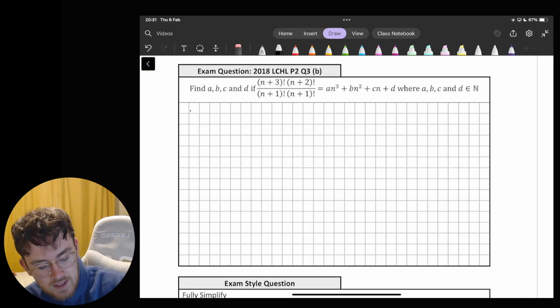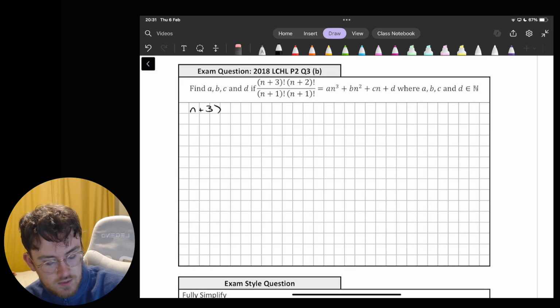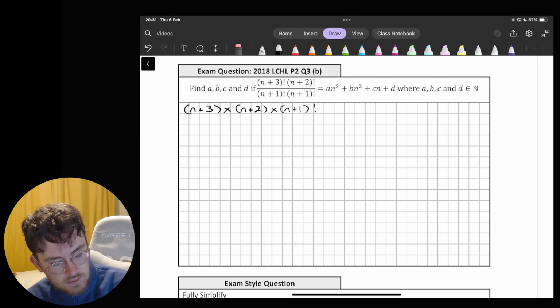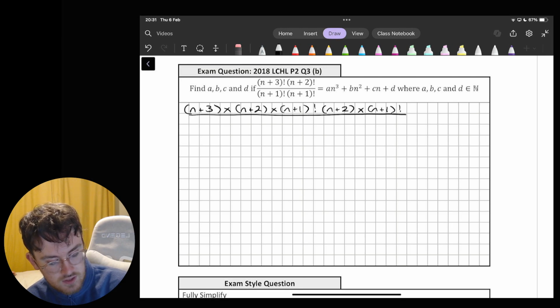So what I know about n plus 3 factorial is if I start with n plus 3, then go 1 down, that would be n plus 2, then 1 down, n plus 1, and I'm going to stop there, okay, for reasons that we can hopefully already see. Same with n plus 2, if I start at n plus 2 and go 1 down, the next one is n plus 1, so I'll stop there as well, and then underneath I still have my 2 n plus 1s.